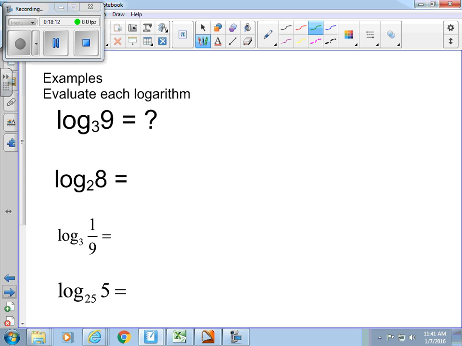Okay, evaluate logarithm. That looks scary, right? So how do I make it not scary? Think.